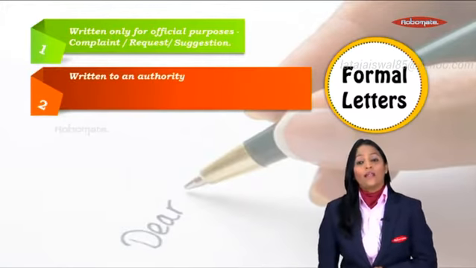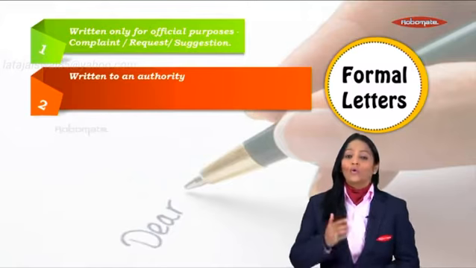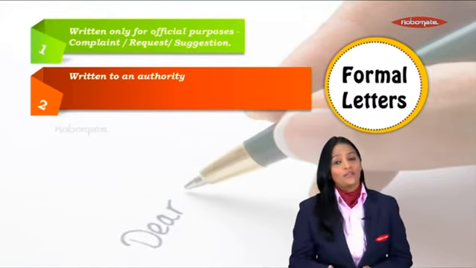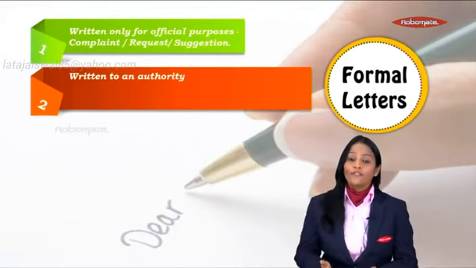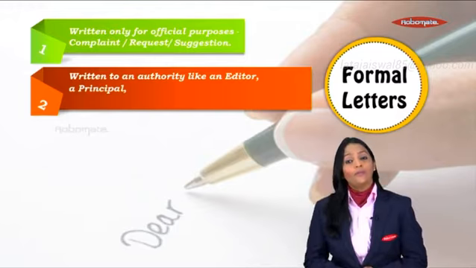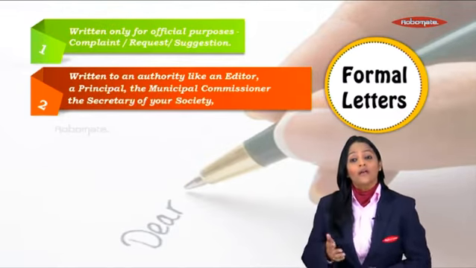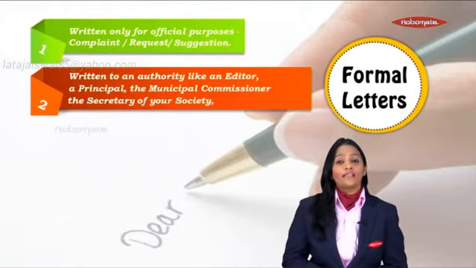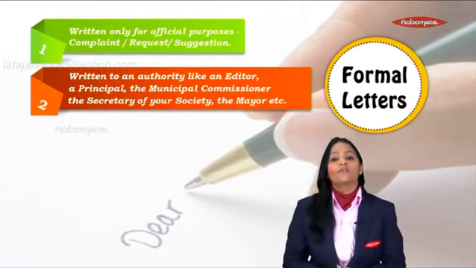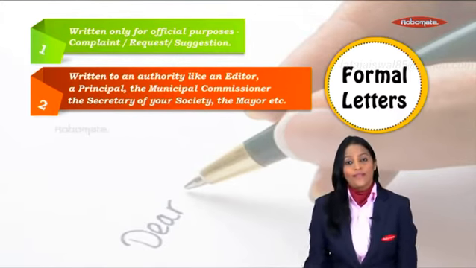Okay, next one, written to an authority. Authority, somebody who is in an important position to help you to take decisions, who is an authority of an office. Now, let's see the examples. It could be an editor. It could be a principal of a school. It could be the municipal commissioner, the secretary of your society, the mayor, the police commissioner, somebody who is in a position to actually pay heed to your complaint or request.